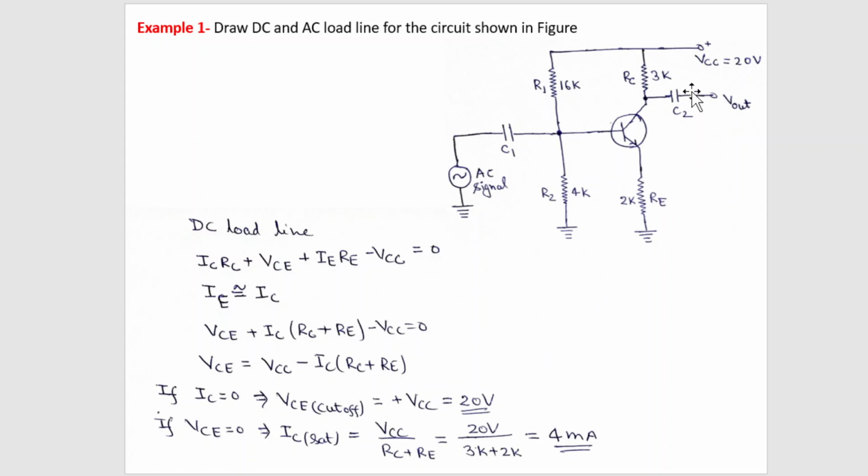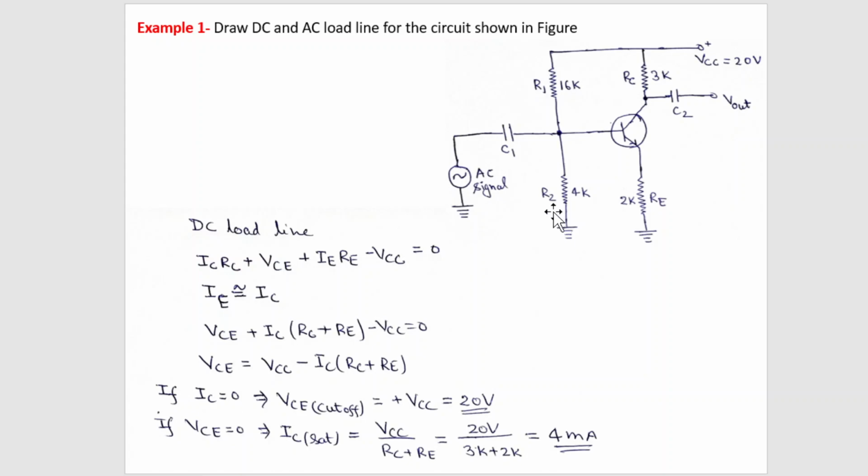For the DC load line, the first condition we impose is IC equal to 0. If the collector current is equal to 0, that means the transistor is in the cutoff region. Substituting IC equal to 0 here gives VCE cutoff, so VCE cutoff is equal to plus VCC, that is 20 volts.